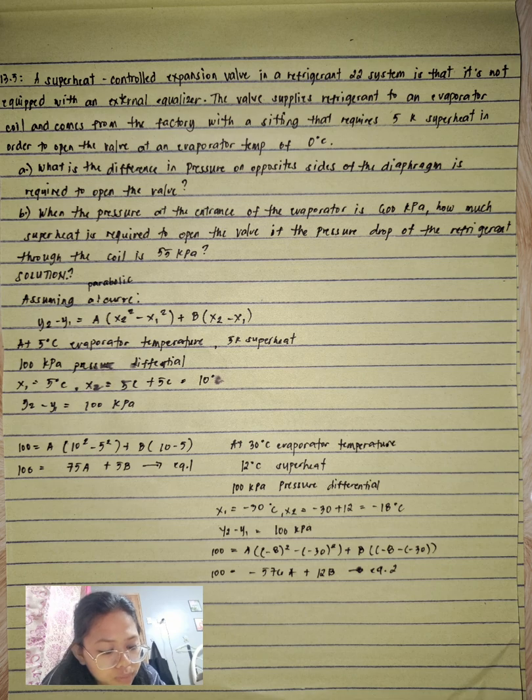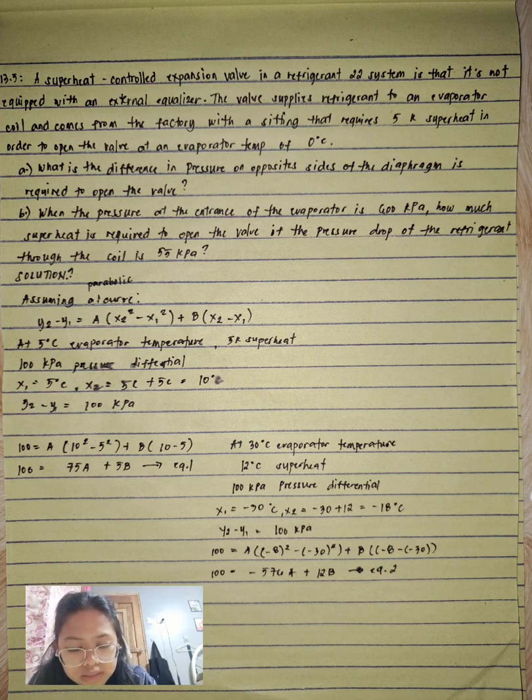So, to solve, y sub 2 minus y sub 1 is equal to A multiplied by 10 squared minus 5 squared, plus B multiplied by 10 minus 5. So, 100 kilopascal is equal to 75A plus 5B. That is equation 1.